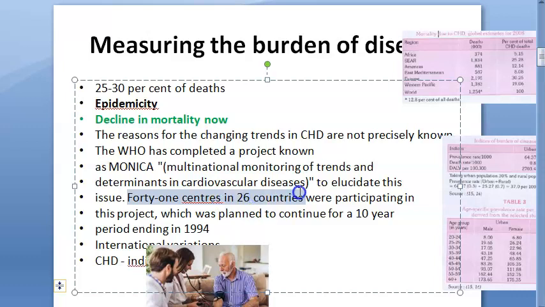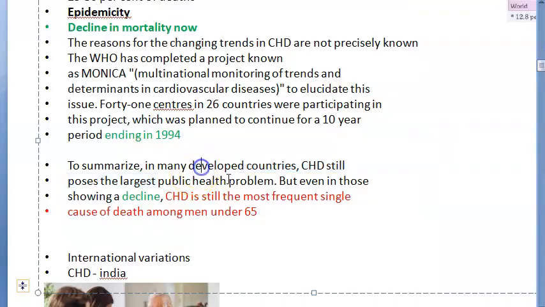41 centers in 26 countries were participating in this project. It was to end in 1994, so it has ended, right? So what did they find out? They found that in developed countries, it is still a public health problem, but there is a decline. But for men under 65, it is the most frequent single cause of death. Okay, for men. Got it, right?